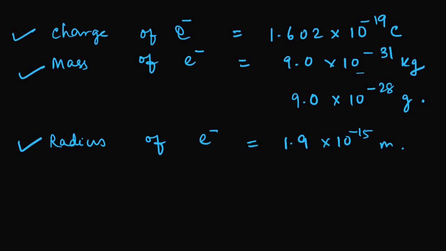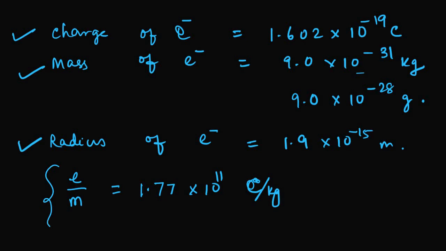Then we will move to the ratio of charge by mass. This is always a constant quantity, that is 1.77 into 10 to the power 11 coulomb per kg. This means that the mass of an electron is very small in comparison to the charge of the electron. It is due to this property that the electron is very mobile.